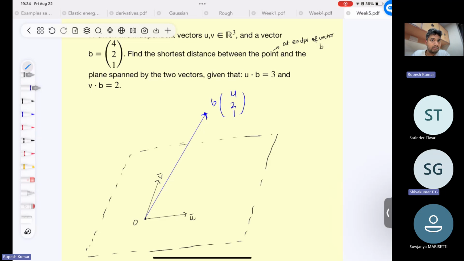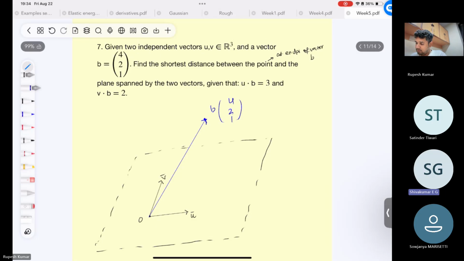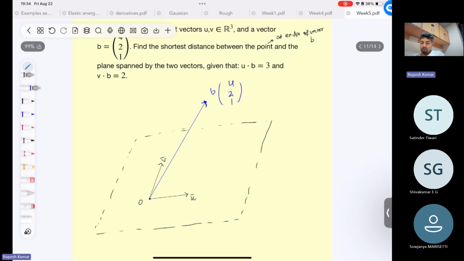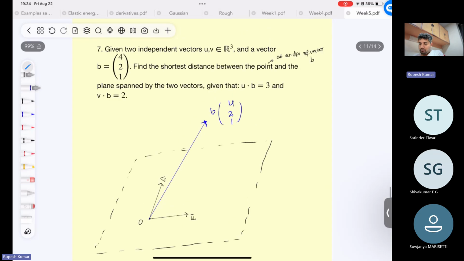Okay, is everyone on the same page? Is the problem clear? No, u dot b equal to 3 is a dot product. That is magnitude of u into magnitude of b into cosine of the angle between those two. Let's go to that at a later stage. First, let's think if all of us are on the same page on the problem description.